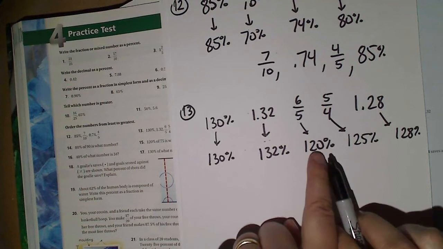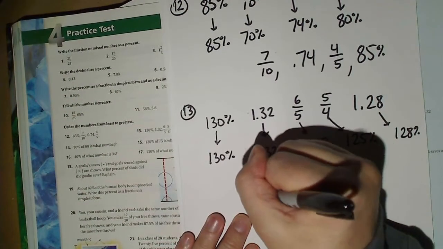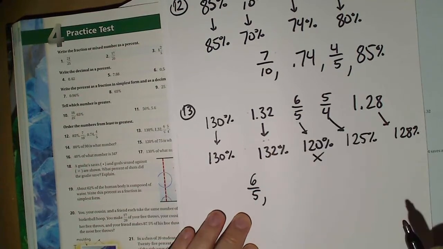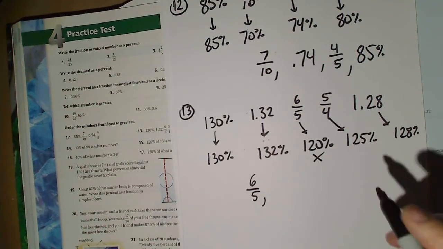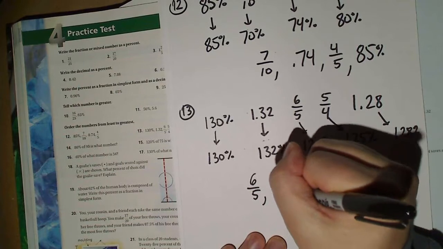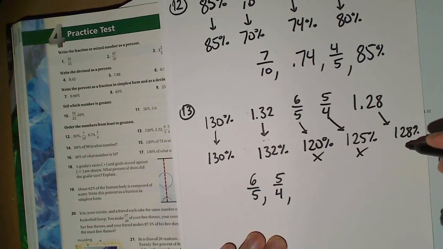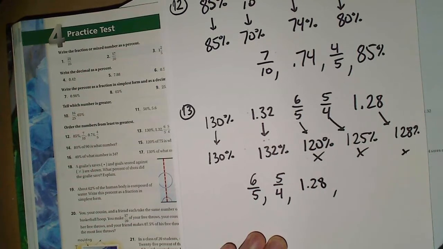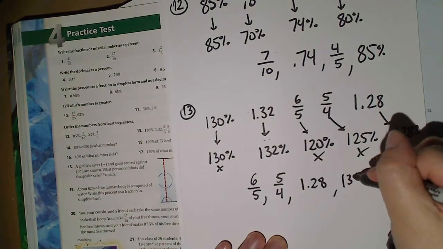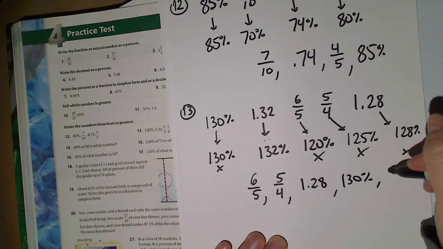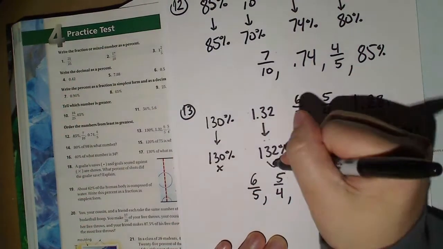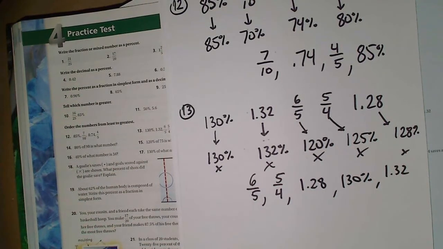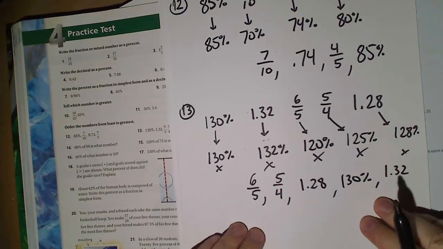Let's see, smallest one, it's got to be 6/5. You might even mark that off when you're done with it, so you don't miss it or something. The next one is 125%, which is 5/4. The next one is going to be 128%, which is 1 28 hundredths. The next one's got to be 130%. And the last one is 1 32 hundredths. I got them all. There's my order from least to greatest for number 13.